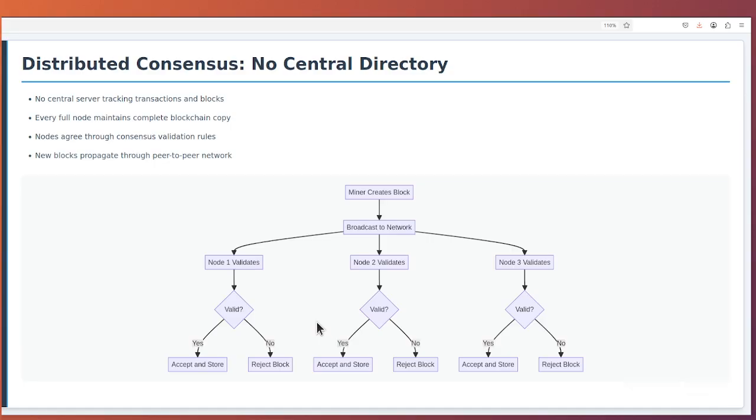When a miner creates a new block, they broadcast it to the network. Every other node validates it, checking that transactions are valid, the proof of work is correct, and it properly references the previous block. If the block passes all checks, nodes add it to their local copy of the blockchain. The block itself contains everything needed: the list of transactions, the Merkle root, and a hash pointer to the previous block. This creates an unbreakable chain where each block links to its predecessor. If someone tried to modify an old block, the hash links would break, and the entire network would reject it.